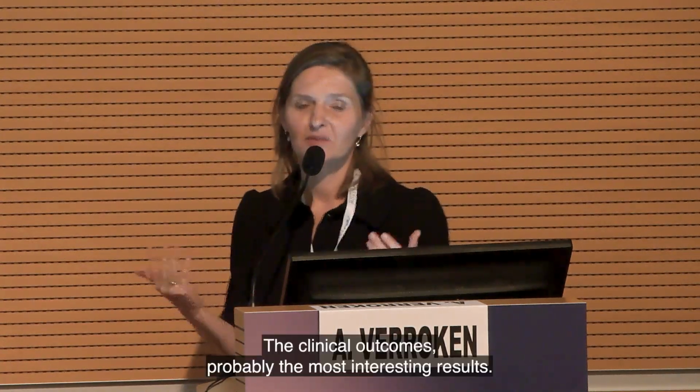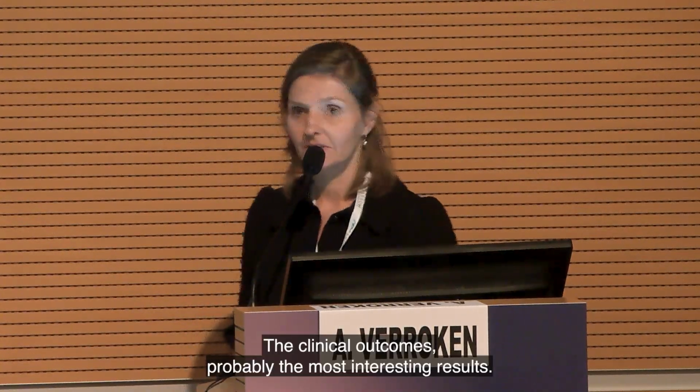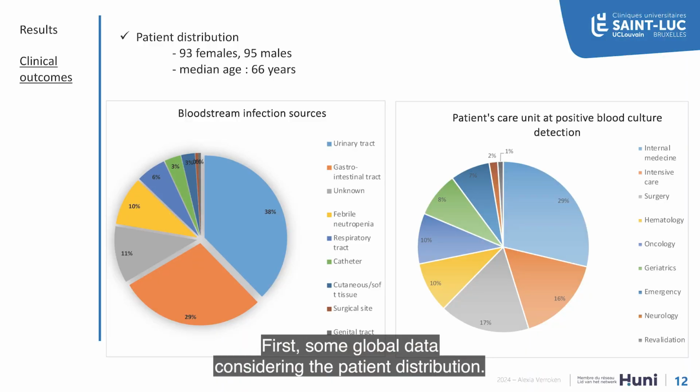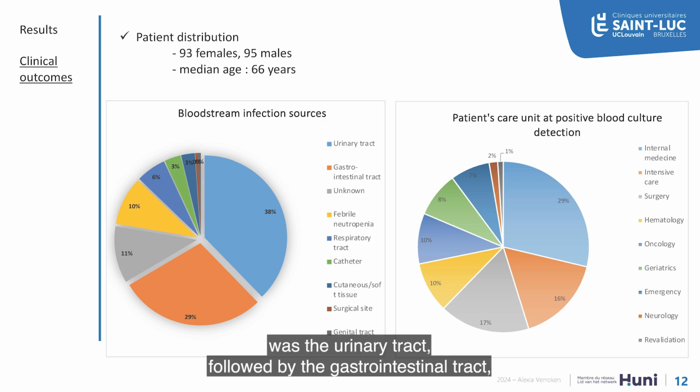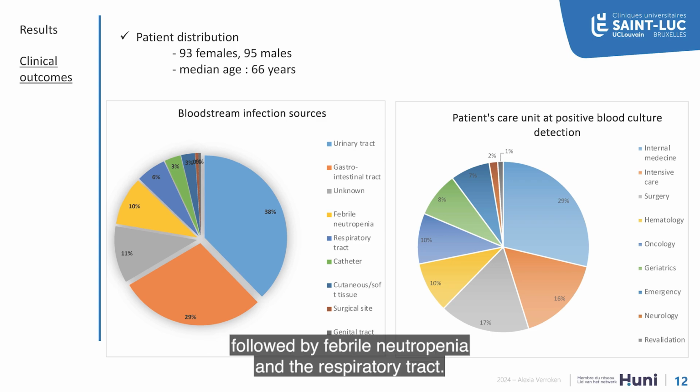The clinical outcomes, probably the most interesting results. First, some global data considering the patient distribution. We have a very correct distribution between males and females. Median age of all these patients that we included, 66 years. The main source of the bloodstream infections that we included was the urinary tract, followed by the gastrointestinal tract, followed by febrile neutropenia and the respiratory tract.